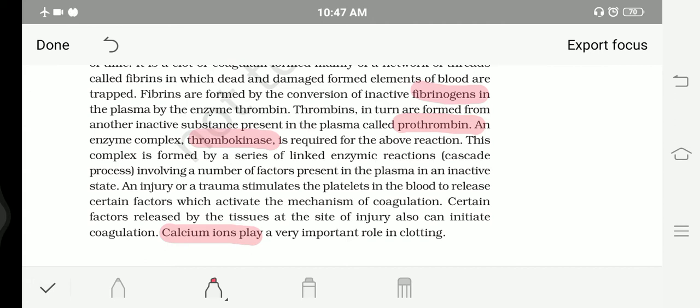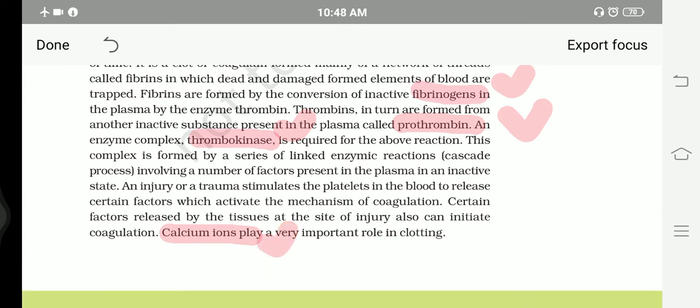Then the mechanism of blood clotting process we are going to understand by a theory called the Best and Taylor theory. According to this theory, we understand the process of blood clotting clearly. By this theory, the blood clotting process involves certain substances released by injured cells. Those are prothrombin, thrombokinase, fibrinogen, and calcium ions.